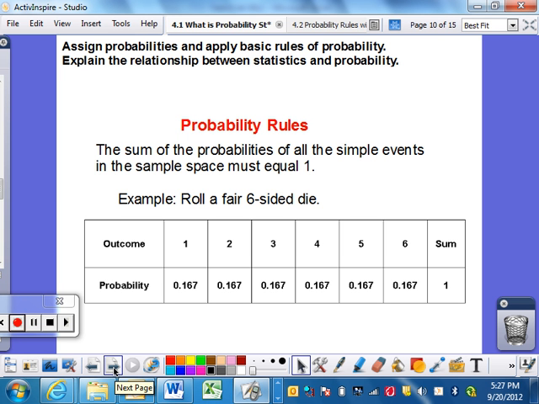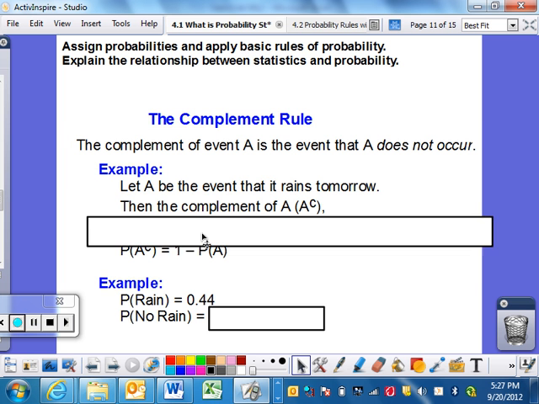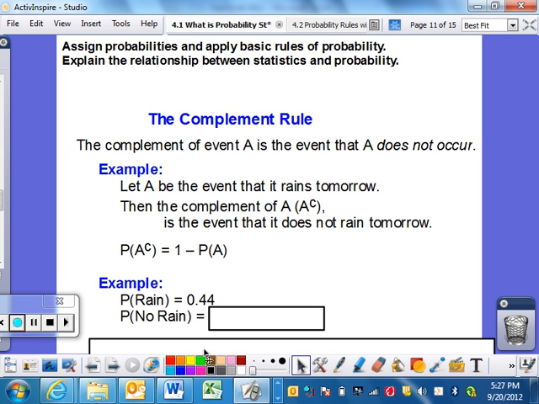Probability rules. The sum of all the probabilities in the sample space must equal 1, because you have to include everything. So the probability has to equal 1. It's just the way it's going to be. And what's important to know about that is you can always use the complement rule. What is the complement? The complement is simply the event: if something happened in A, it's what doesn't occur. It's what's left over. Okay?